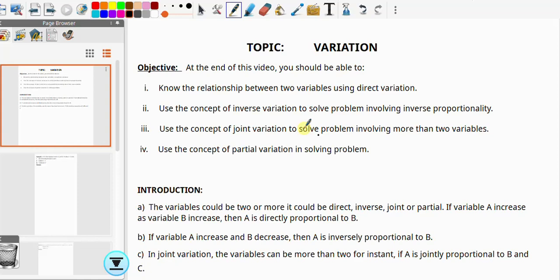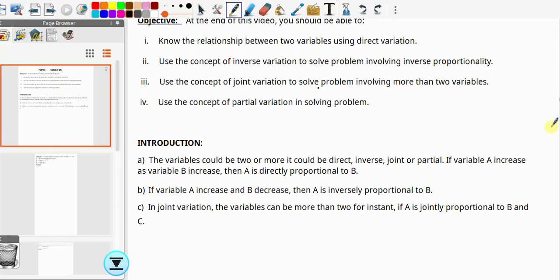Objective: at the end of this video, you should be able to know the relationship between two variables using direct variation. Use the concept of inverse variation to solve problems involving inverse proportionality. Use the concept of joint variation to solve problems involving more than two variables. Lastly, use the concept of partial variation in solving problems.